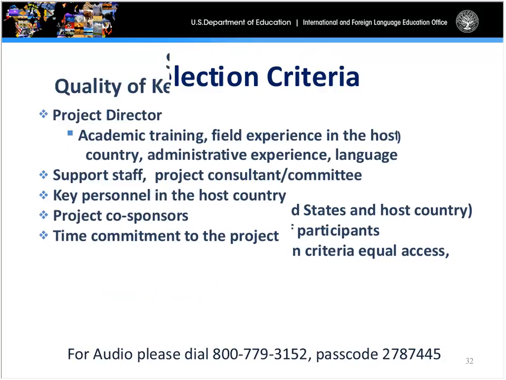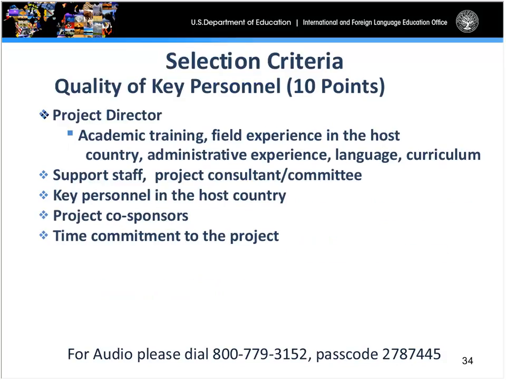The next one being the quality of key personnel. So please keep in mind that since all the funding must be spent in country, you cannot, and I repeat, you cannot pay your U.S. domestic personnel any funds from the Fulbright federal funds, meaning you can't pay them a stipend while they're here in the United States. You can't pay them an honorarium while they're here in the United States. But if they're traveling with the group, of course, you are taking care of their expenses in country. But we'll talk about that as we go forth in the budget.